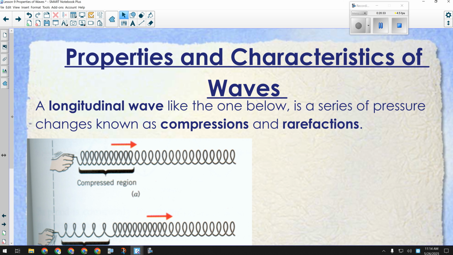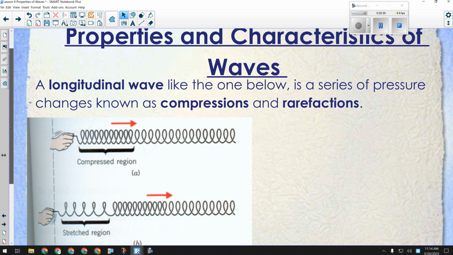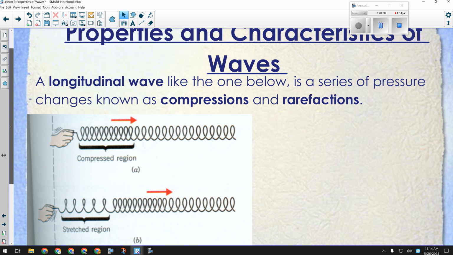So rather than having crests and troughs, longitudinal waves have compressions and rarefactions. Compressions are where it gets pushed together, and rarefactions are where it gets stretched apart. But the big thing with the longitudinal wave is the oscillation of the medium is back and forth, parallel to the direction the wave goes. In the transverse wave, the oscillation is up and down, perpendicular to the direction the wave travels.